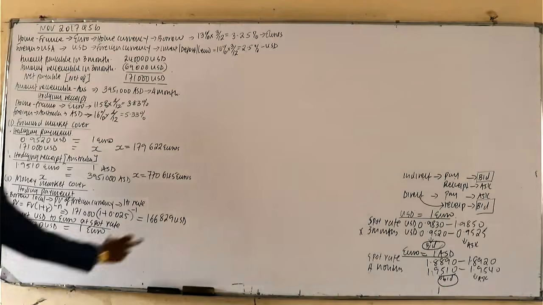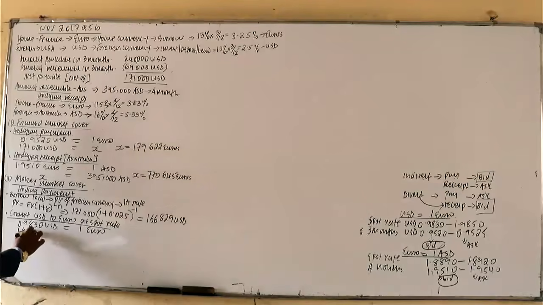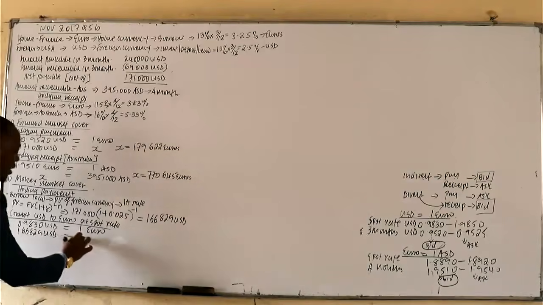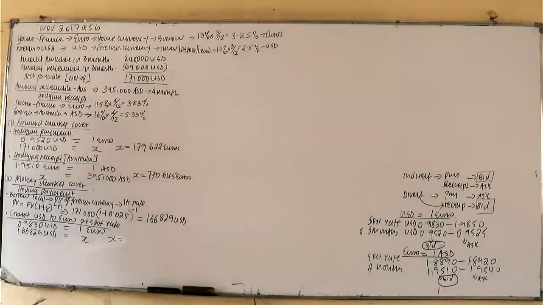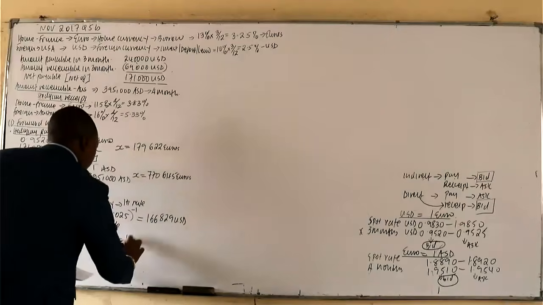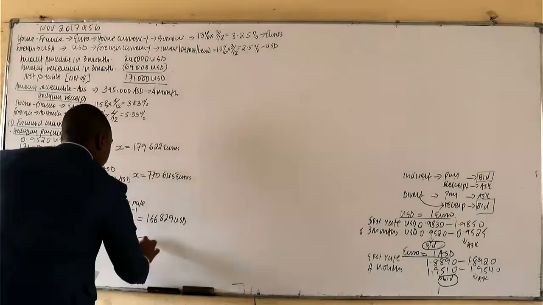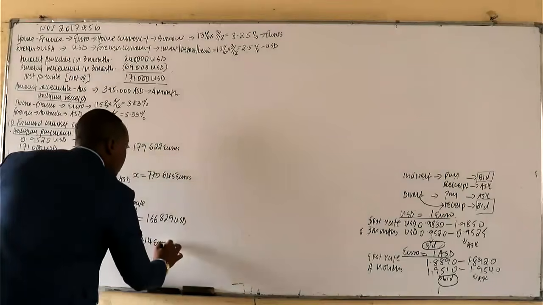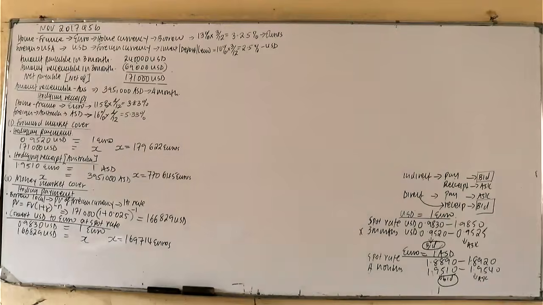What about 166,829 USD, it will be equivalent to how much in euros? So just cross multiply. You cross multiply. And what are we having? So if you convert that amount, you get an amount of 169,714 euros. So that was the second step.